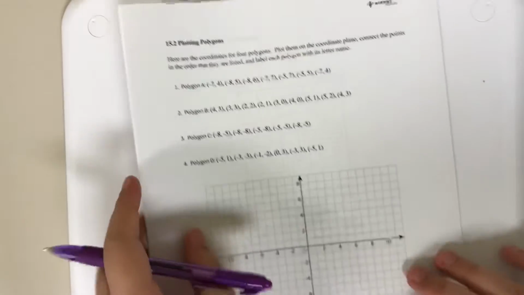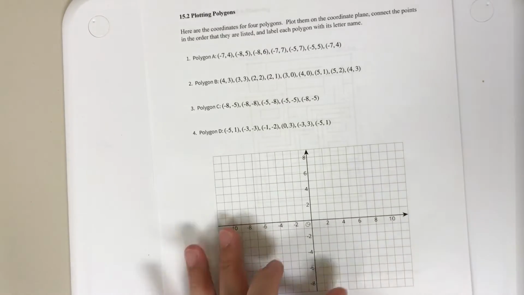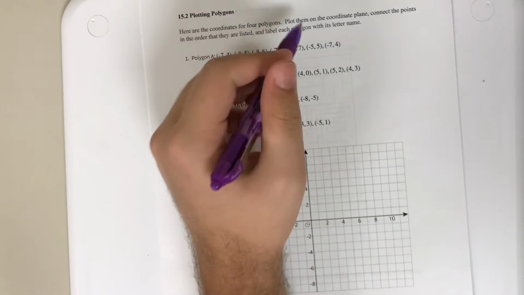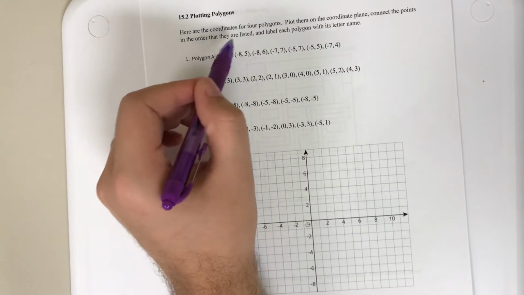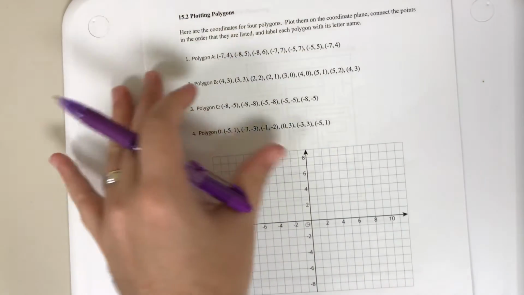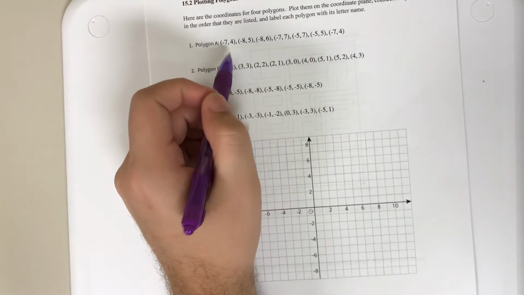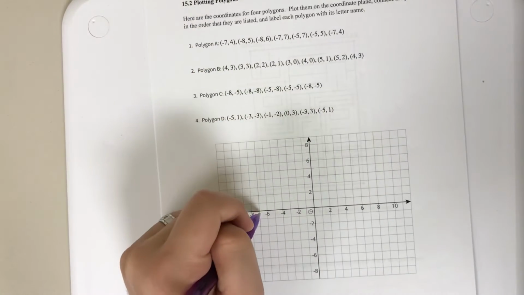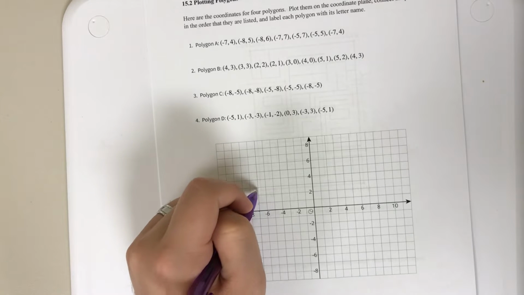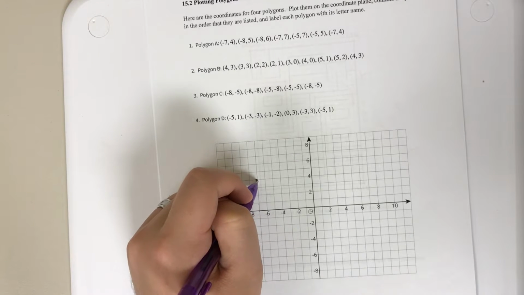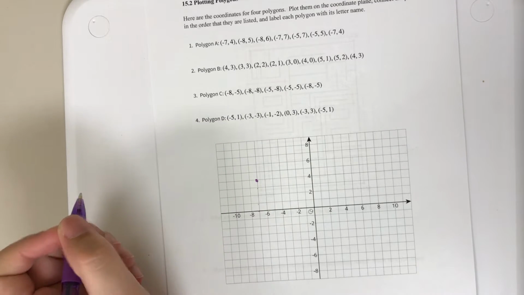Moving on to the next activity. So today, the next activity is called plotting polygons. So it says here are the coordinates for 4 polygons. Plot them on the coordinate plane. Connect the points in the order that they are listed, and label each polygon with its letter name. So polygon A, I'm going to start at -7. So -7 and up 4. 1, 2, 3, 4. That's my first point.